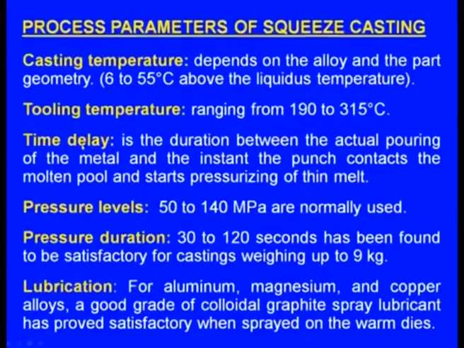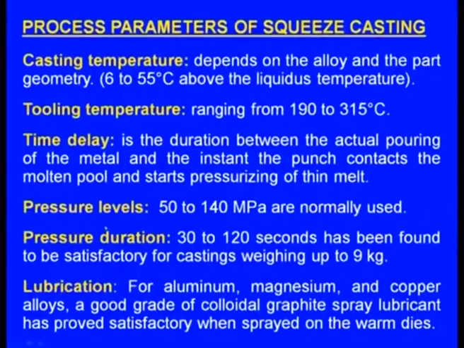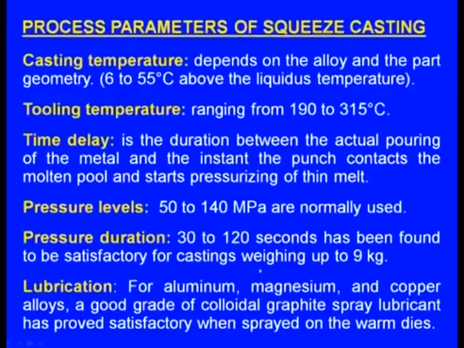Next one is the time delay. What is this time delay? It is the duration between the actual pouring of the molten metal and the instant the punch contacts the molten metal and starts pressurizing it. So, this is the time delay. Next one, pressure levels: 50 to 140 megapascals are normally used. Next one, pressure duration: 30 to 120 seconds has been found to be satisfactory for castings weighing up to 9 kilograms.